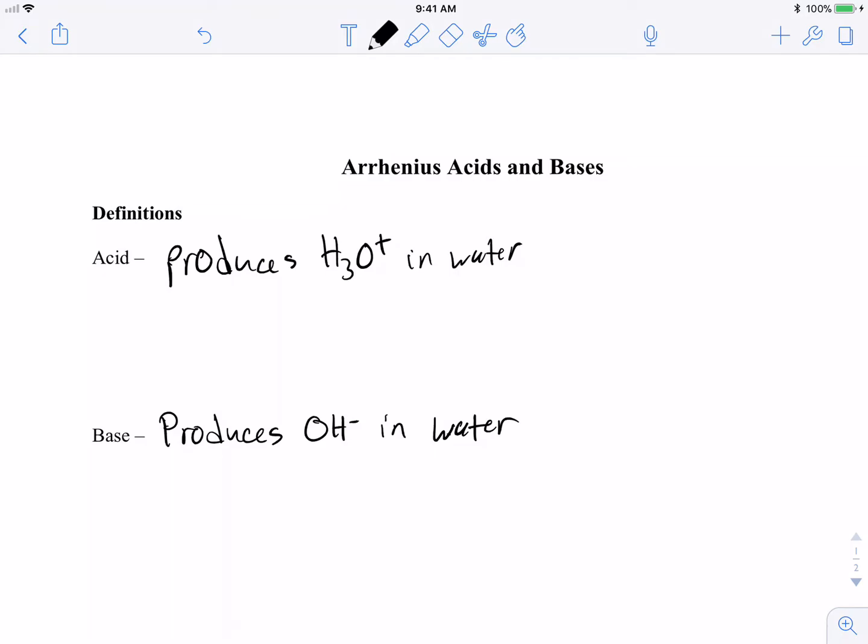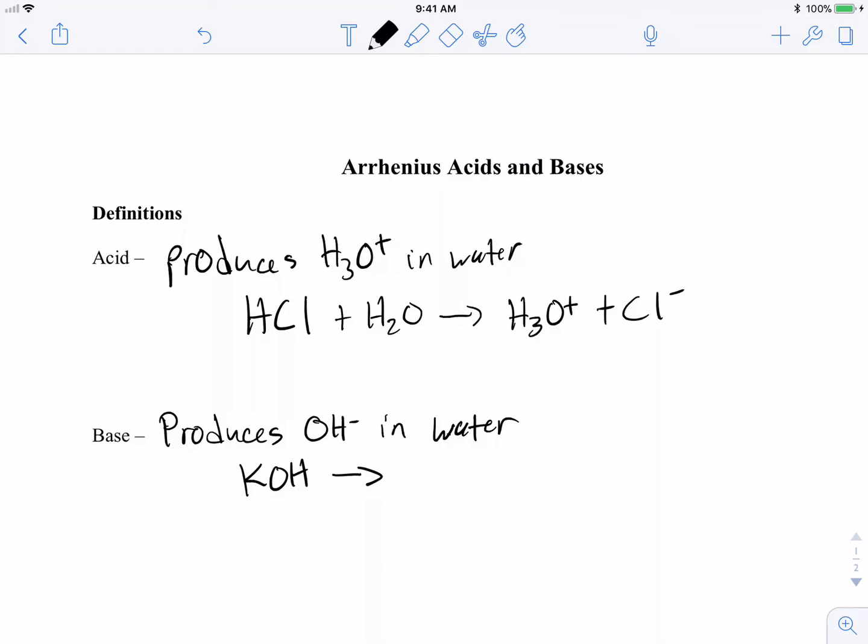or base. So for example, if we take hydrogen chloride and we add it into water, it's going to produce hydronium. And then it's going to give us the chloride ion as well. Or if we take something like we've seen in class, potassium hydroxide, and we dissolve this solid potassium hydroxide into water, it's going to give us the potassium ion and the hydroxide ion. So now looking at these, what we'll notice is that there's a distinct difference between the way that an acid produces hydronium or the way that a base produces hydroxide.